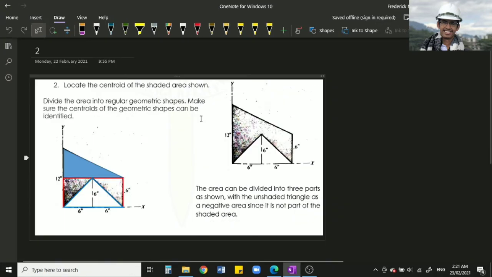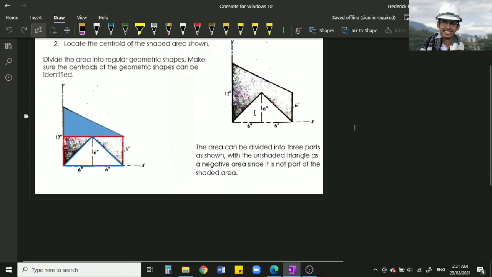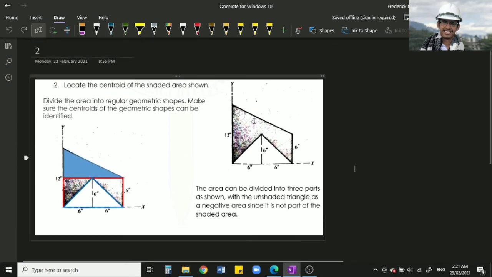Locate the centroid of the shaded area shown. So divide the area into regular geometric shapes. Make sure the centroids of the geometric shapes can be identified. So we have this figure. So i-locate natin yung centroid nung shaded part lang na area. Okay? So para makuha natin yung centroid ng area nito.